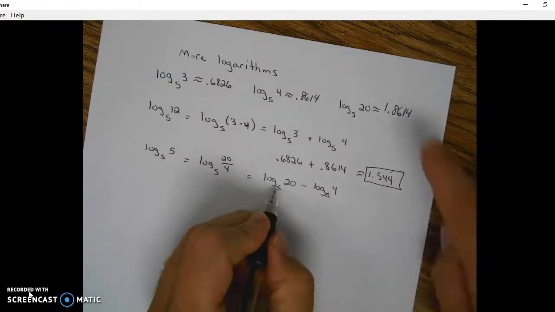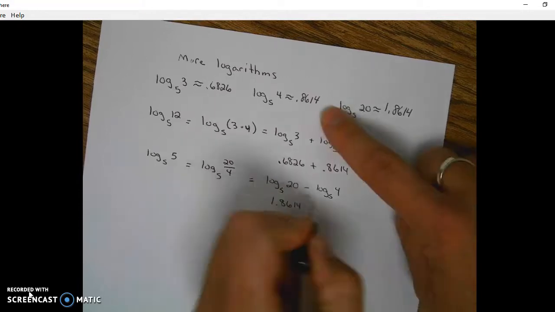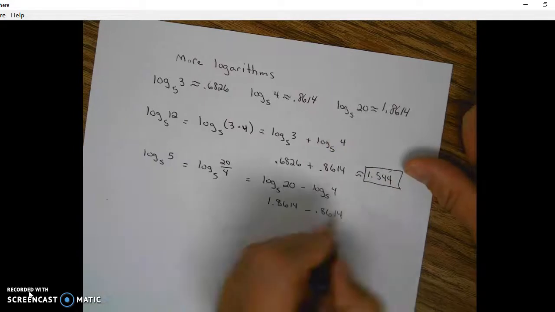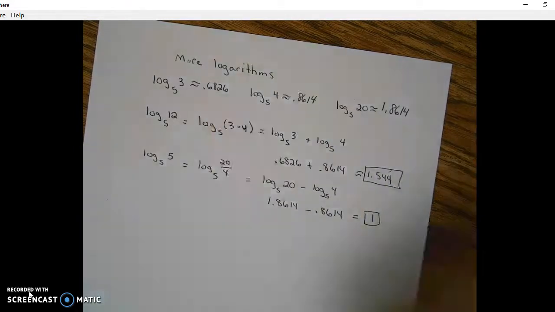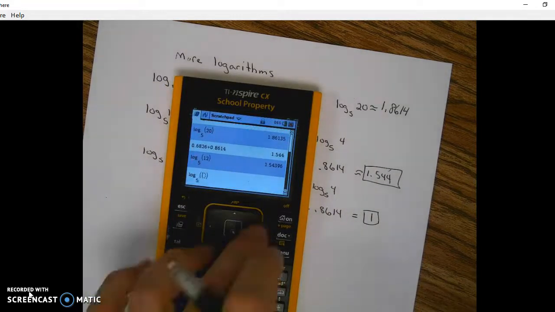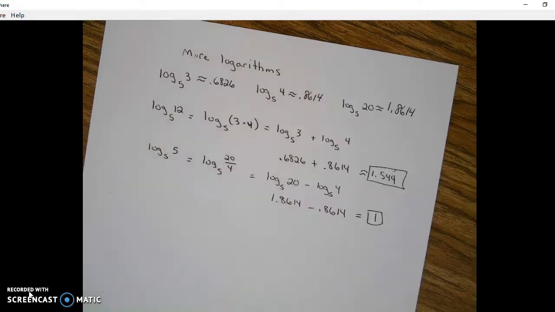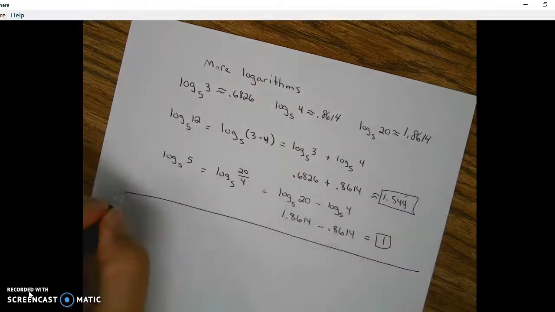So this was 1.8614 minus 0.8614, and our answer is 1. Checking our answer, log base 5 of 5 is 1. Okay, so there's a heads up on how to do those problems.